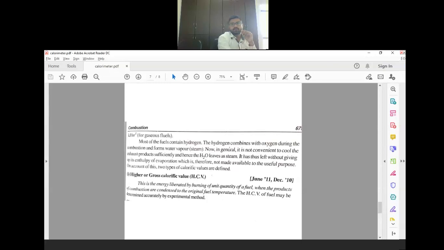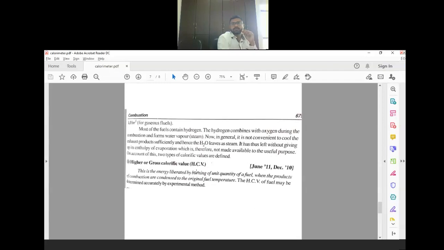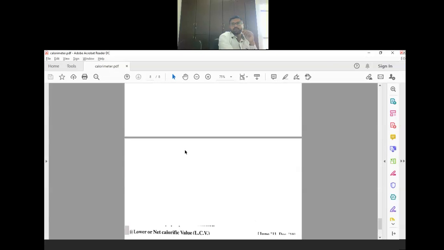I hope you have understood what higher calorific value and lower calorific value are. Higher calorific value means heat from all the products, whatever product it may be. It may be carbon dioxide, sulfur oxide, carbon monoxide, methane. And lower calorific value means heat of all the products except water vapor. Clear? So this is the difference between higher calorific value and lower calorific value.